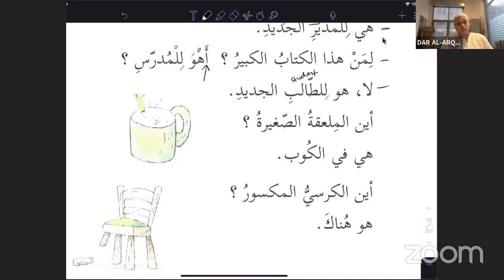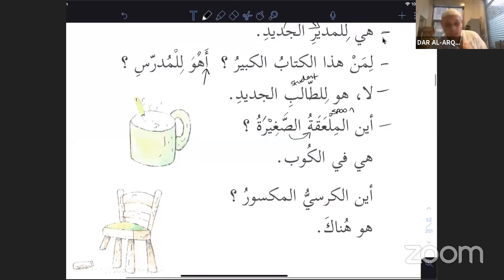Again, li. لا هو للطالب الجديد. No, it belongs to the new student. أين الملعقة الصغيرة؟ ملعقة means spoon. صغيرة means small. Therefore, صغيرة is an adjective for ملعقة. Where is the small spoon? Can you say it is for the new student? Yeah, you can say that as well. You can say it is for the new student as well. You can, yeah. All right.